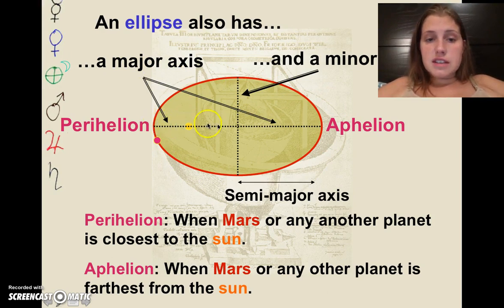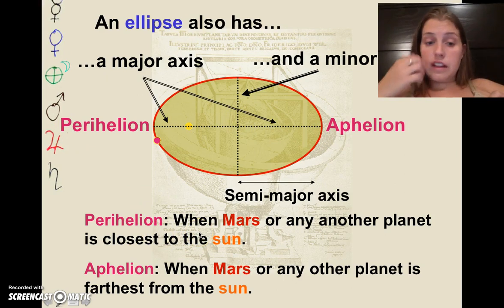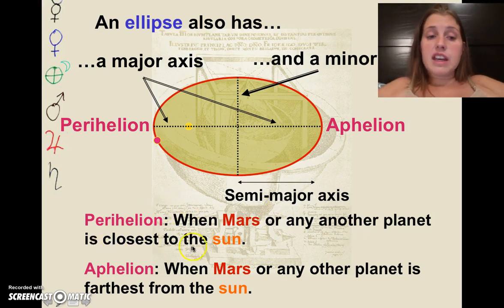It has a major axis, which is this really long line across the fatter part of the ellipse, and a minor axis, which is the shorter portion. The perihelion is the side that is closest to the sun, and the aphelion is the side furthest from the sun. And the semi-major axis is just half of that long side. When Mars or any other planet is closest to the sun, it's considered to be at its perihelion. When it is furthest away from the sun, Mars is considered to be at its aphelion.